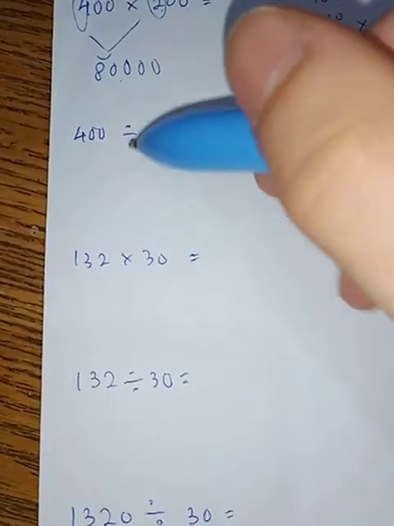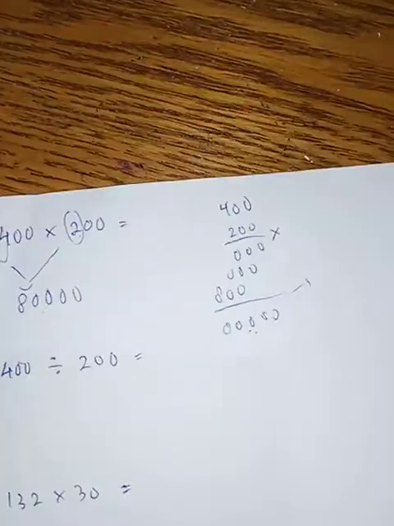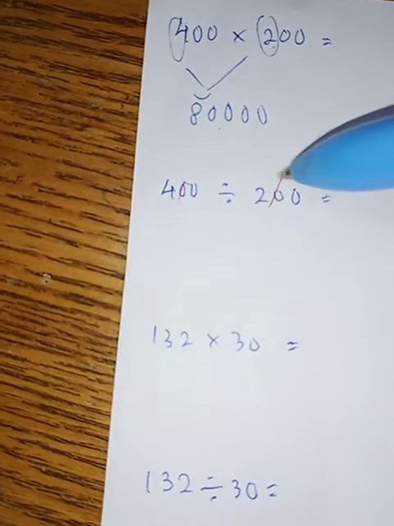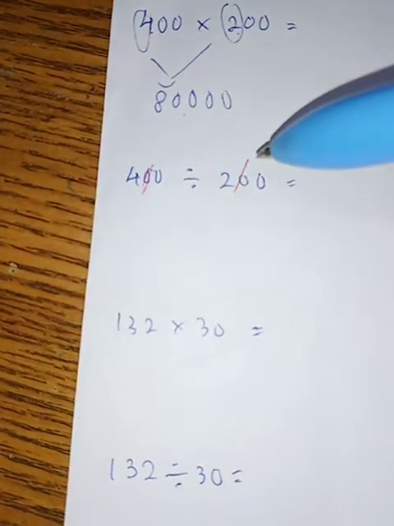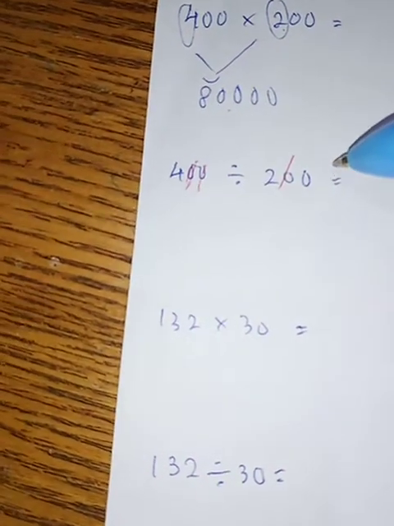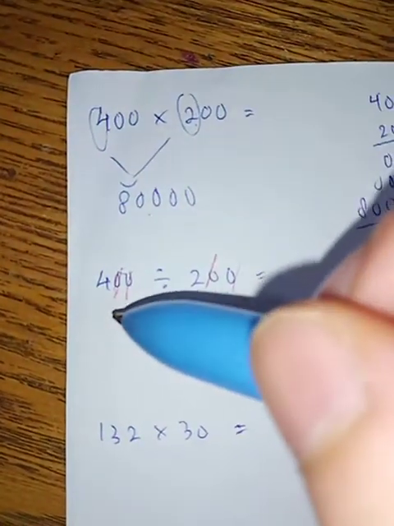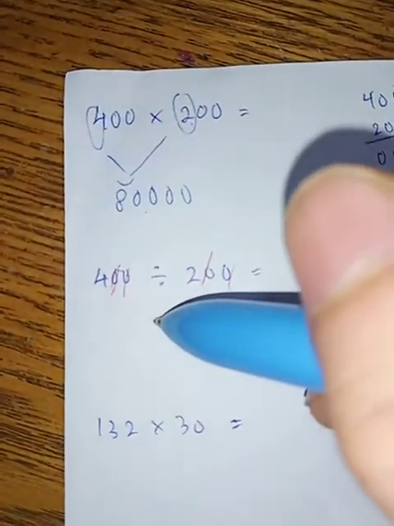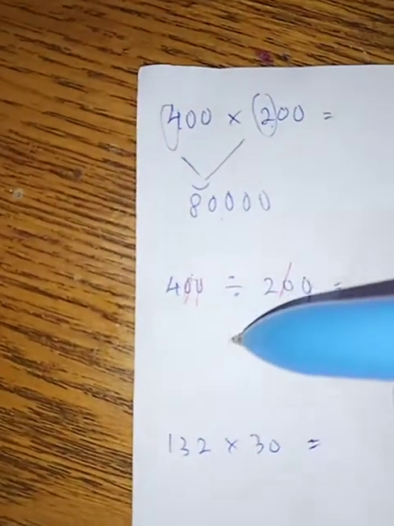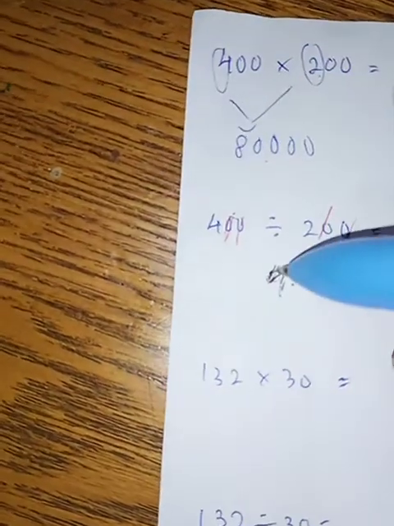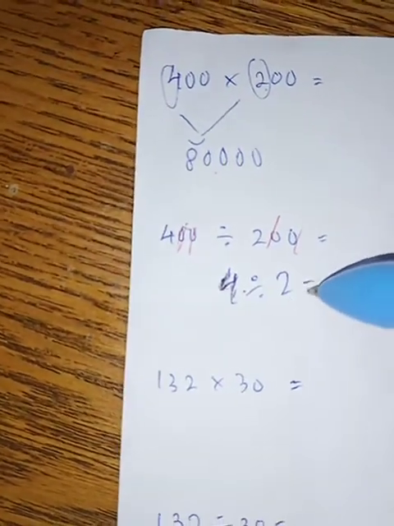So let's move on to the division. In division, we don't add the zeros, rather we eliminate each. So this one and this one kill each other, this one and this one kill each other. So what remains is 4 divided by 2, right? 4 divided by 2 is 2.